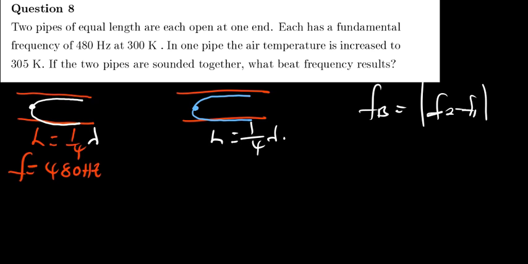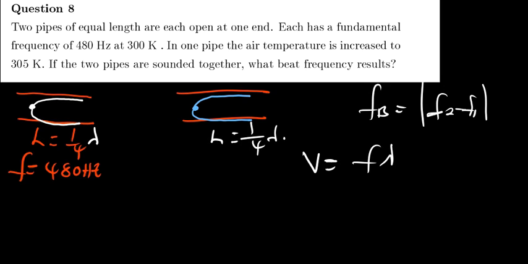Now this 480 hertz is when the temperature was at 300 Kelvin. But we don't know the frequency when the temperature was at 305 Kelvin. So the first thing we want to find is the frequency. We start with the velocity. The velocity will be given by frequency times lambda.